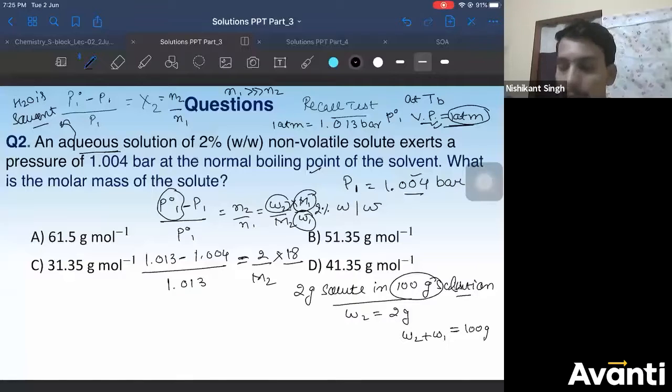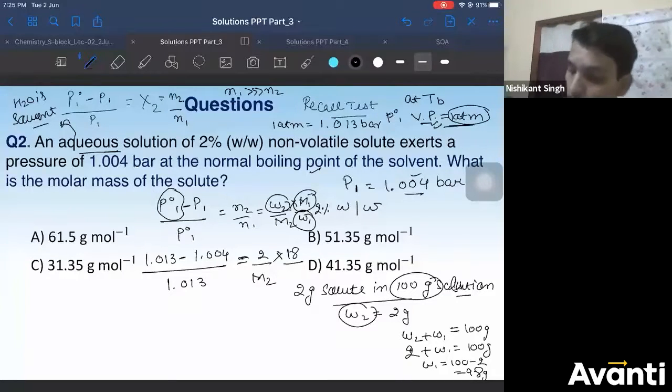100 gram. Weight of solute already is known. It is 2 gram plus weight of solvent. So weight of solvent will be 100 minus 2, that is 98 gram. So you can substitute the weight of solvent here, 98 gram. Now you can simplify for molar mass of solute.